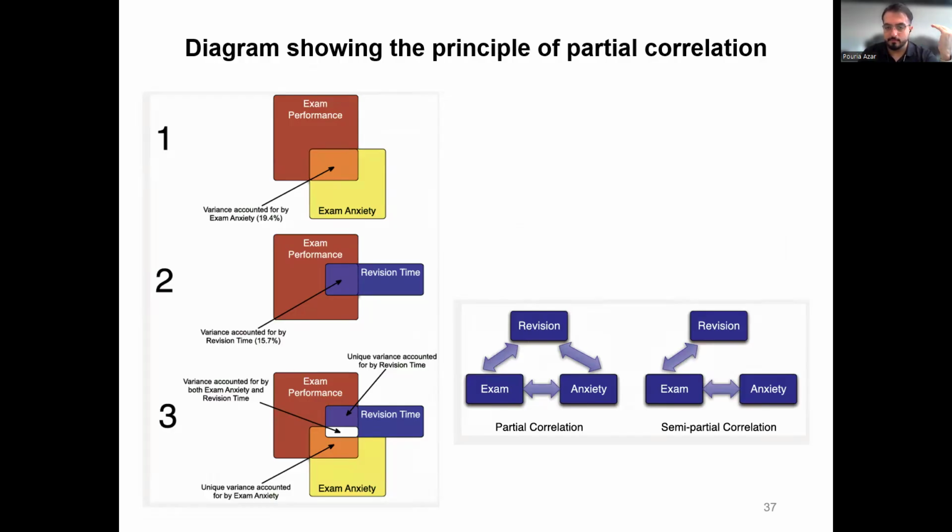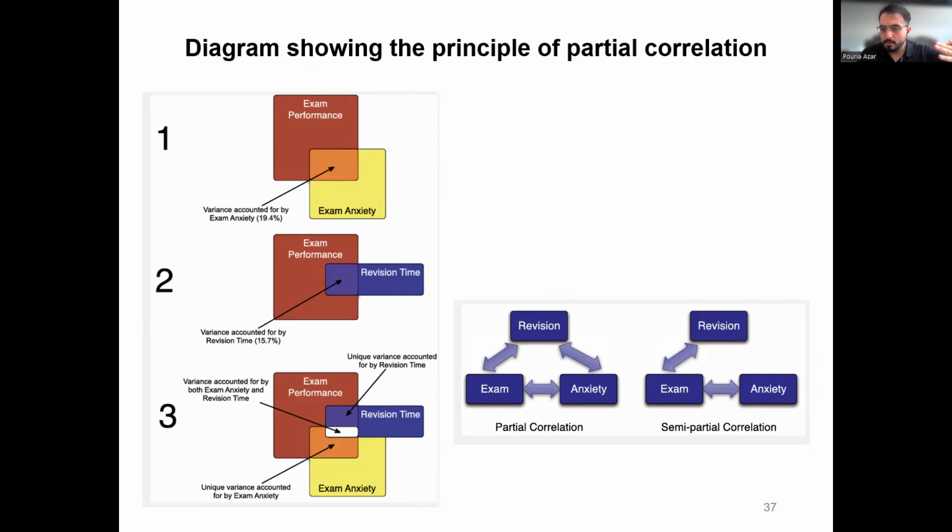So for example, here we have exam and anxiety. That's our two main variables. Variable X is exam score, and variable Y is our anxiety level. We are interested in the relationship between these two variables. But there's a third variable, called revision. If we measure the correlation between revision and each of the main variables, that's called partial correlation.